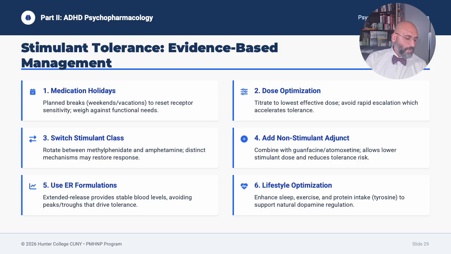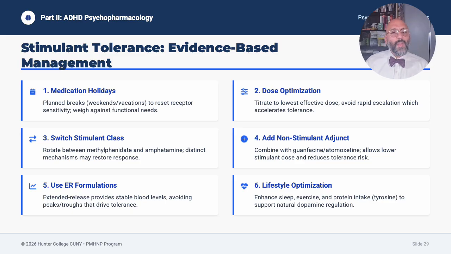This seems to get underrated, but it's essential. This is sleep deprivation. So make sure there's a good sleep schedule, and inactivity needs to be remedied. There should be good, consistent exercise, and inadequate protein intake and inconsistent meals, all of that can mitigate the efficacy of this, right? The other thing is tyrosine availability, exercise, sleep hygiene. All of that influences the medication response. So the takeaway is simple here. Tolerance is a clinical signal.